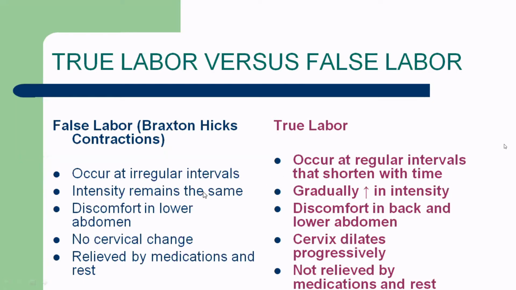Intensity of false labor remains the same. True labor gradually increases in intensity. False labor is just felt as discomfort in the lower abdomen. In true labor, the discomfort is in the back and lower abdomen. There is no cervical change, no cervical dilatation, no effacement in false labor, whereas in true labor, the cervix dilates progressively. False labor is relieved by rest and medication. True labor is not usually relieved by medication, and even at rest, it will progress.